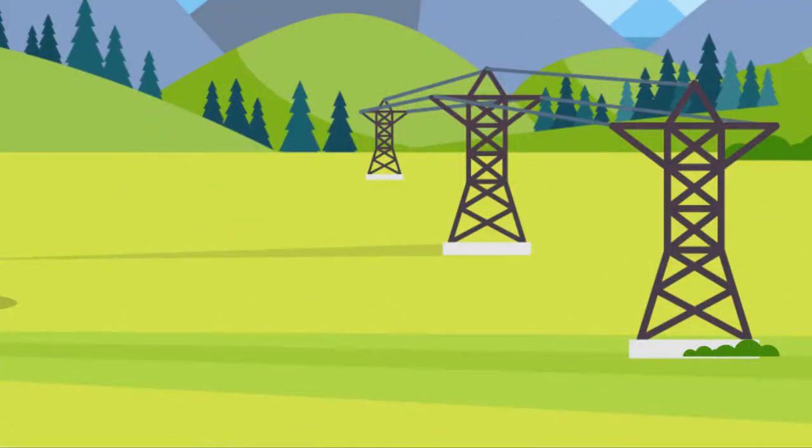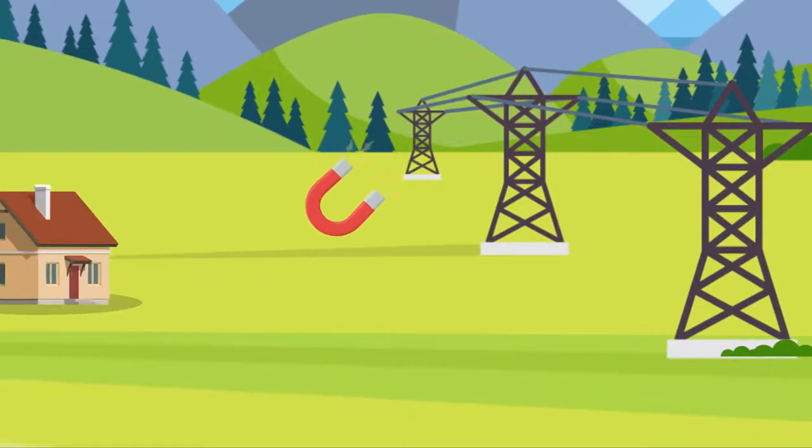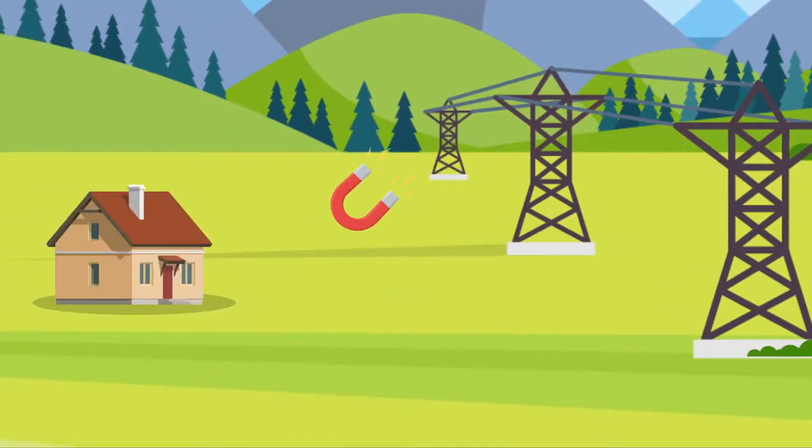To give you an idea, let's look at an example. The strength of an ELF magnetic field directly underneath a high voltage transmission line generally only reaches up to about 5 microtesla. Within about 50 to 100 meters from the line, the magnetic field decreases to levels typically found in houses far away from the power lines.